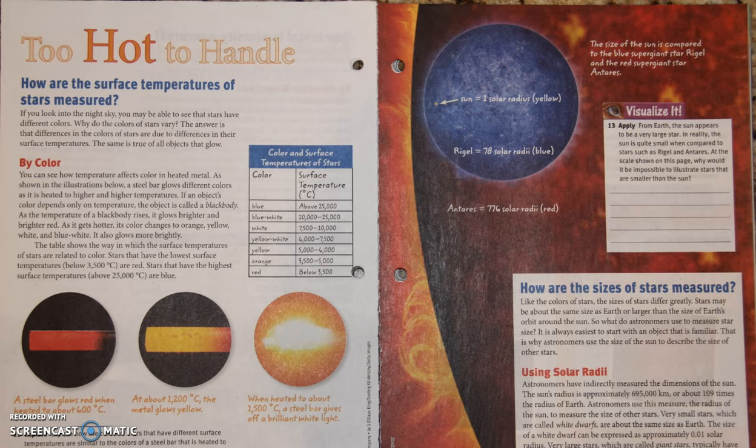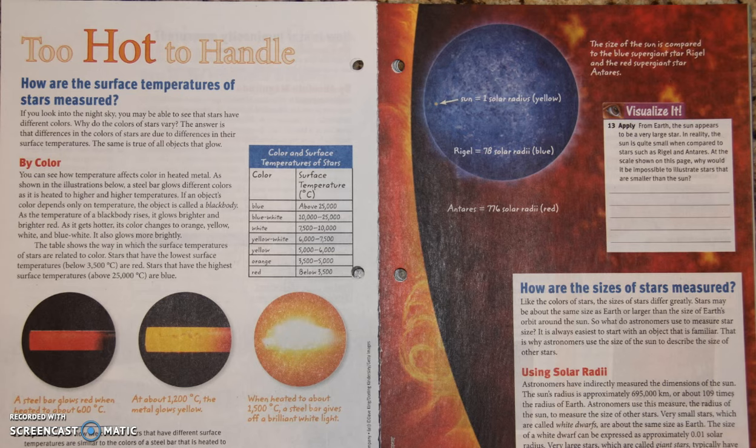All right. How are the surface temperatures of stars measured? If you look into the night sky, you might be able to see that stars have different colors. Why do the stars' colors vary? The answer is that differences in colors are due to differences in their surface temperature. So how are the surface temperatures of stars measured? Primarily by their color.